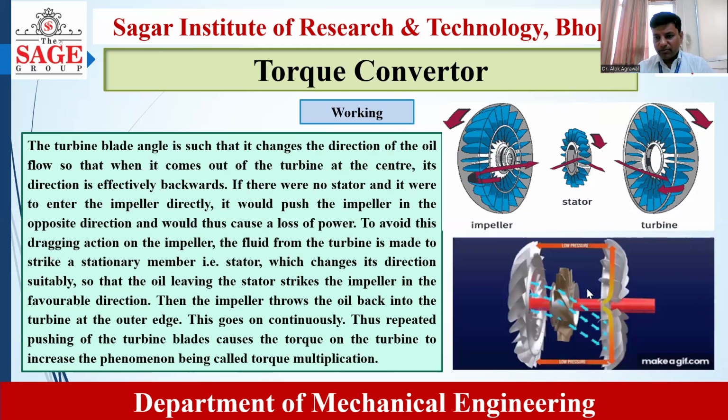It can be seen with the animation how it works. From the center of the turbine, the oil is coming, and with the help of the stator, the direction of the oil is changing. For most of the time this stator is stationary, but once the speed of the outcoming oil increases beyond a certain limit, it starts rotating. Because of the blade angle, the oil coming out from the turbine is always directed to the outer edge of the impeller, and this is how the torque multiplication takes place.